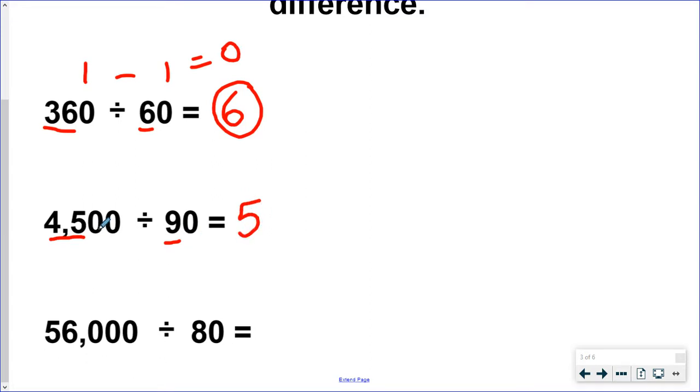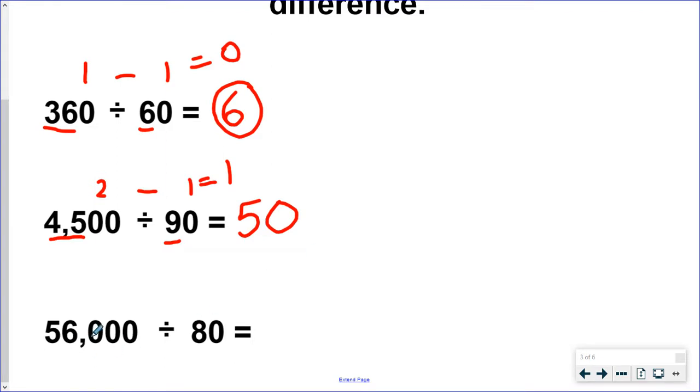Now I'm going to go back and take a look at the number of zeros I have. This side has 2 zeros here, and this side has 1 zero. Since I'm dividing these two numbers, I'm going to subtract the number of zeros from each other. So this side has 2, and this side has 1. So 2 minus 1 is 1. That tells me I'm just going to add 1 zero onto my answer, and so the final answer there is going to be 50.